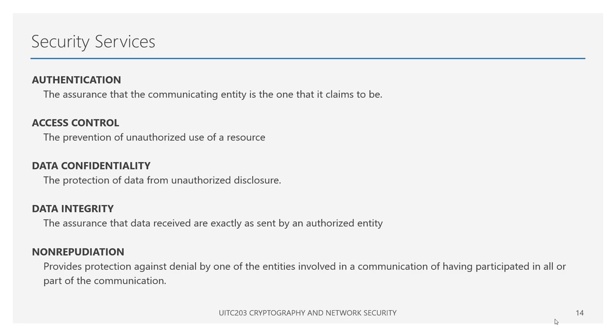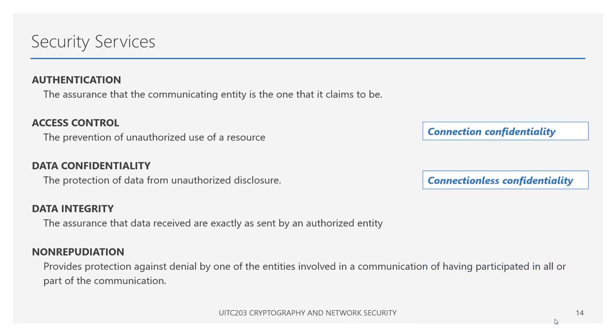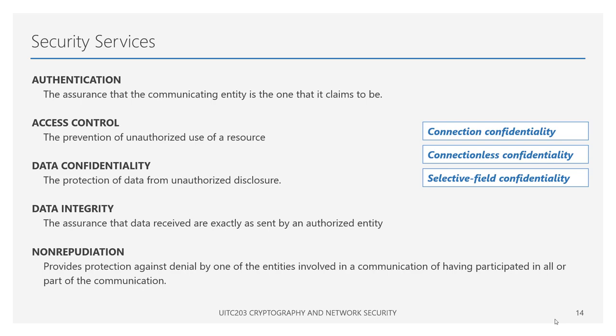Confidentiality is the service which protects a message from passive attacks. This ensures that the message is not accessed by any entity apart from the entities involved in the communication. There are 4 classes of confidentiality, namely connection confidentiality, connectionless confidentiality, selective field confidentiality, and traffic flow confidentiality.